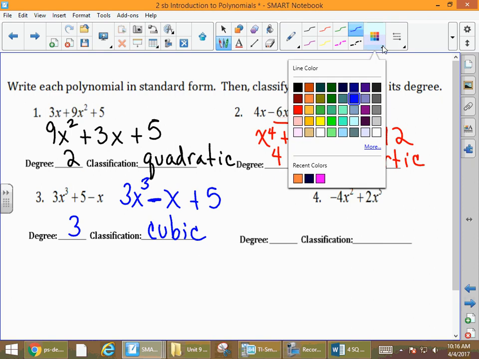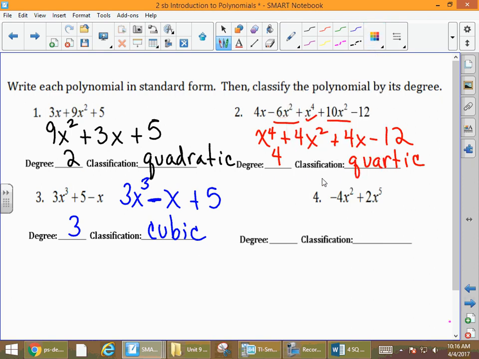And finally, when we look at problem number 4, well, it's going to be 2x to the 5th, highest degree exponent first, minus 4x squared. Our degree is the highest exponent, which is 5. And what do we call a 5th degree polynomial? And remember, you can look at your chart. It's called a quintic. Jordan?